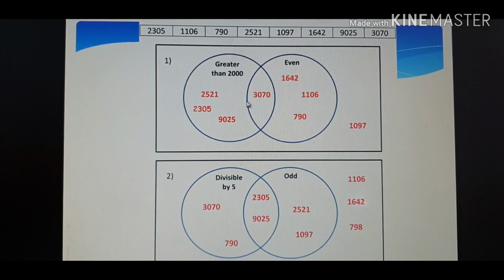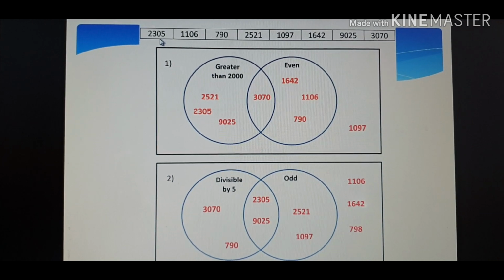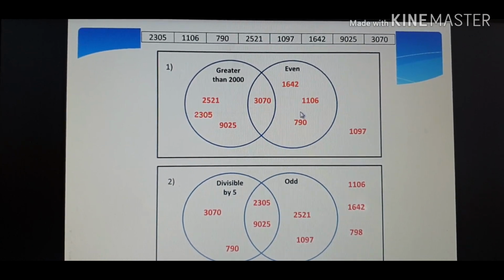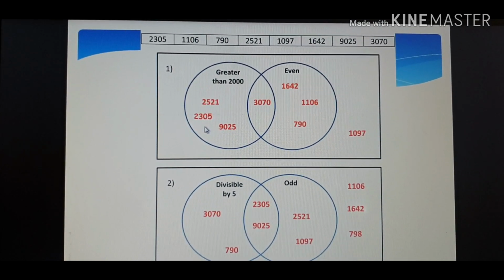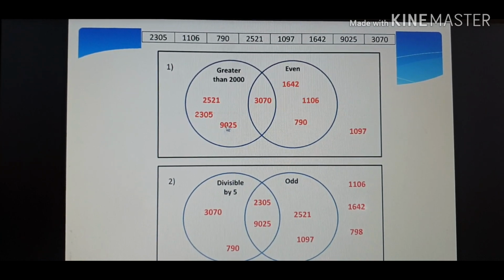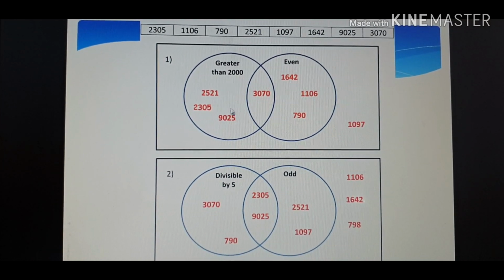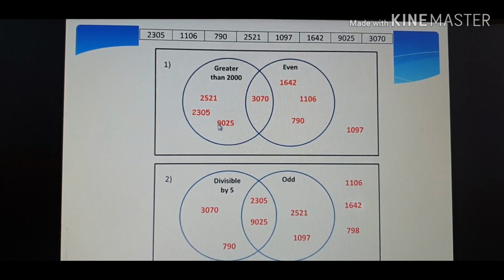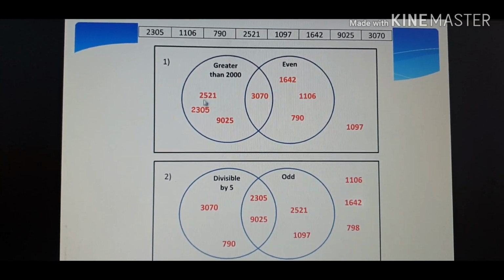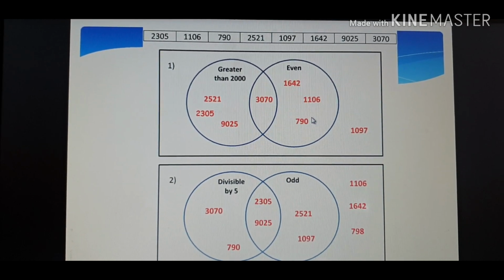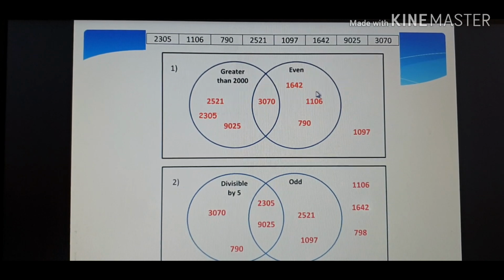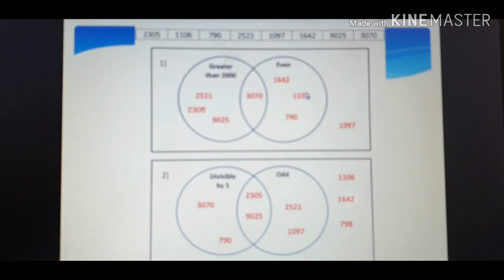Okay, let's see the first number, 2305. Is it greater than 2000? Yes. Is it even? No. So I will add this number in the circle greater than 2000. 1106. Is it greater than 2000? No. Is it an even number? Yes. So this number is related to the even circle, this part.